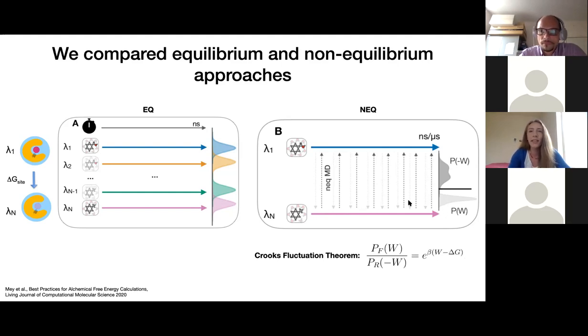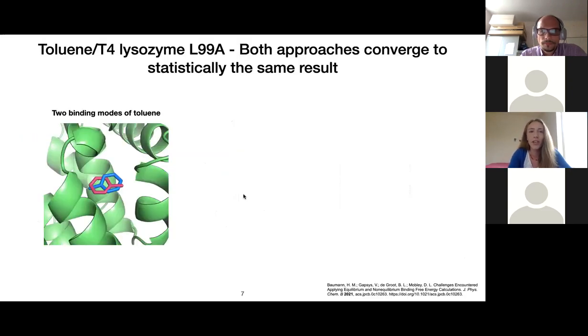And what got us really interested in this non-equilibrium approach is that all of these fast switching transitions are independent of one another and thus can be run in parallel, which can potentially reduce the wall clock time of the simulation compared to the equilibrium approach. And so we wanted to compare these two approaches, and we started off with the famous model system, the T4 lysozyme mutant L99A, which has this buried binding site that binds these apolar small molecules, like toluene in this case, which binds there in these two different binding modes.